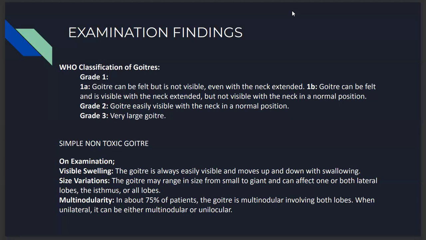Then the simple non-toxic goiter. On examination, visible swelling. This shows the goiter is always easily visible and moves up and down with swallowing. Size variations: the goiter may range in size from small to giant and can affect one or both lateral lobes, the isthmus, or all lobes. Multinodularity: in about 75% of patients, the goiter is multinodular involving both lobes. When unilateral, it can be either multinodular or uninodular.